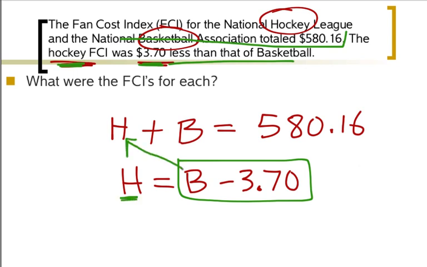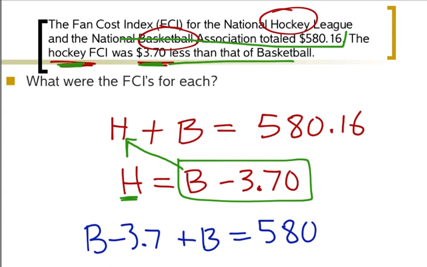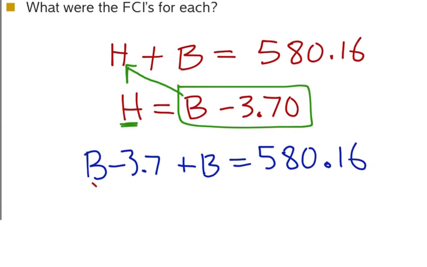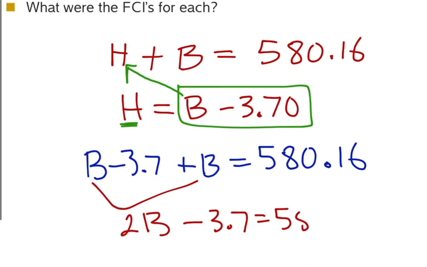Okay, so now I go ahead and substitute this B minus 3.70 is H, which means I can put it right here in place of H. Okay, so I'm going to rewrite this to be B minus 3.70 plus B equals 580.16. And then you go ahead and combine your B's. So you get 2B minus 3.7 equals 580.16. Okay? And then we just go ahead and add our 3.7.